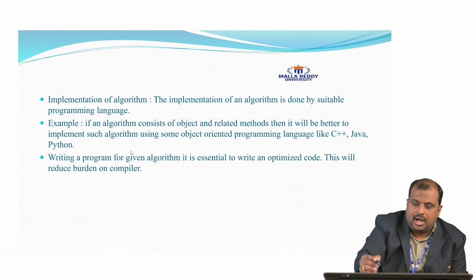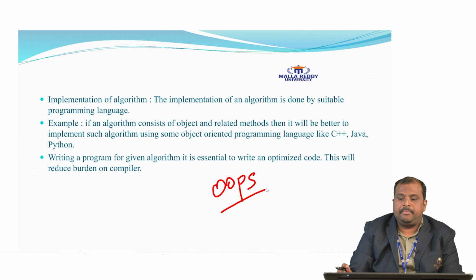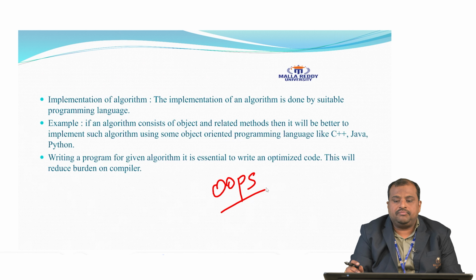For example, implementation of an algorithm can be done this way. If you are supposed to use object-oriented programming concepts for implementation of this algorithm, it is better to use programming languages. This can be developed with the help of object-oriented programming languages like C++, Java, Python, etc.